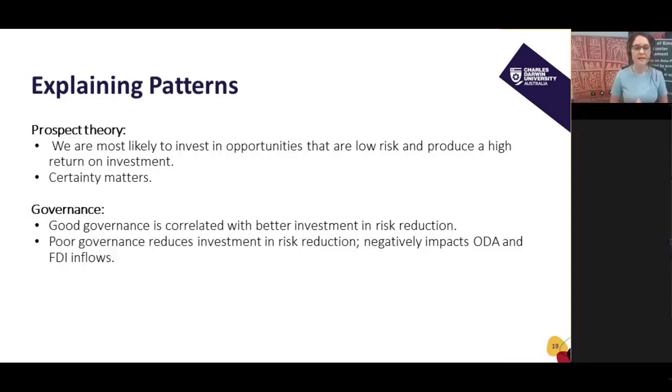So one persistent challenge that COVID-19 revealed is that there is a lack of political will at all levels. Although national leaders are likely to respond to crisis when fear and panic grow strong enough, most countries don't devote consistent energy to keep disease outbreaks from escalating. And prospect theory is useful to understand why this is the case. So prospect theory suggests that investors value gains and losses differently. In simple terms, we are most likely to invest in opportunities that are low risk and produce a high return on our investment. So how do we see this play out when we're considering investment in risk reduction?